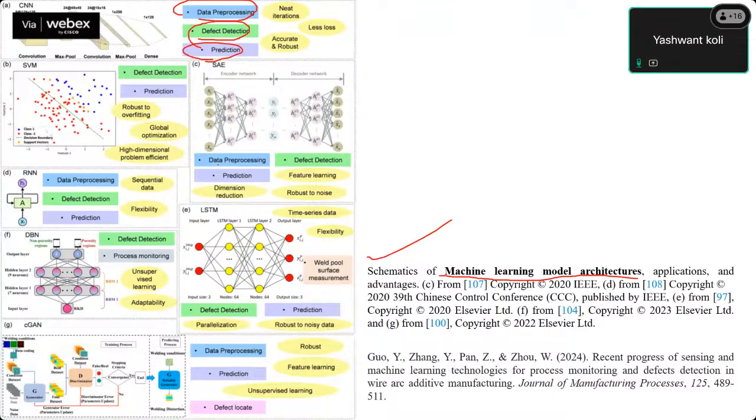So this is based on CNN, SVM, RNN, SAE. These are all the machine learning approaches. DBN, LSTM, CGAN. So all the approaches are this advanced. These are the advanced machine learning approaches that use data pre-processing, prediction, and defect location. So all the things are in the advanced version.